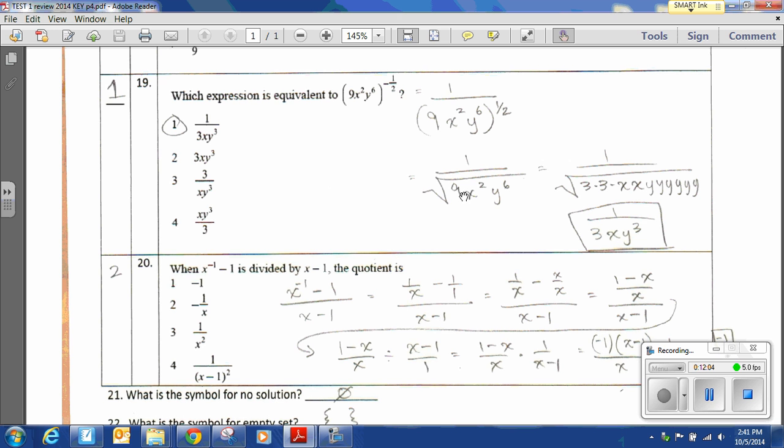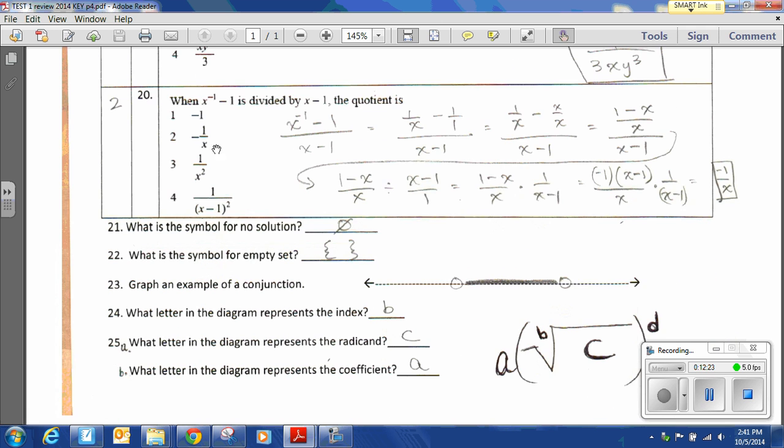So this one works out nicely because every factor and expanded variable has a partner to group up with. So we have 3 times 3 times x, y, y, y, y, y, y. Resulting in 1 over 3 times x times y cubed. The answer is 1. Number 20 was a mistake.